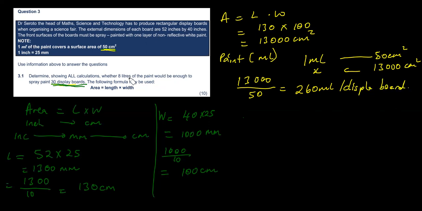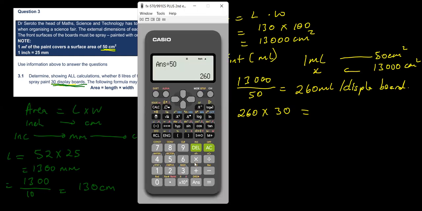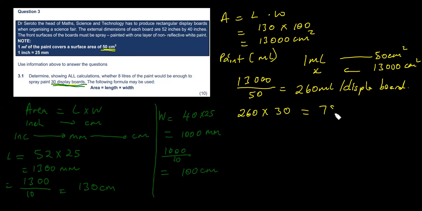And we need this answer. We can convert this answer to liters now, or we can convert it later. But now what do we need to do first? We can multiply first and calculate the total in mils. So you're going to say 260 times how many display boards? Times 30. 260 times 30 is 7,800. So it's 7,800 mils for 30 display boards.